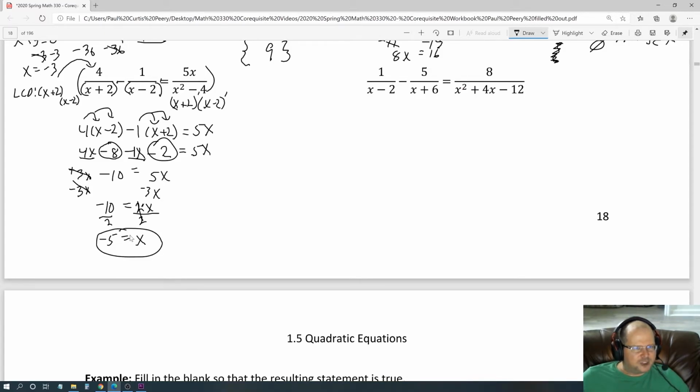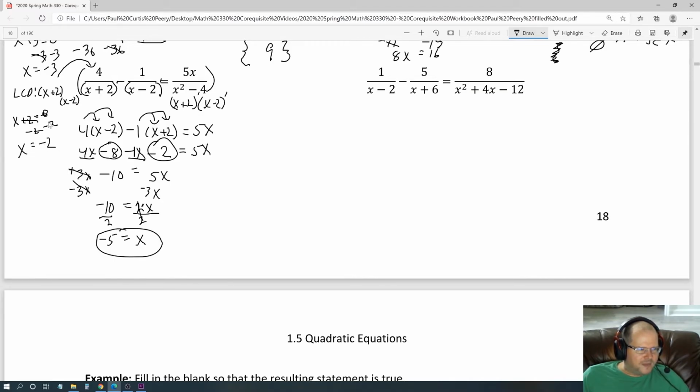Now, I need to double check. If I plug that negative 5 into either of those denominators, will it make it undefined? Will it make it a 0 in the denominator, therefore undefined? And the answer is no. So my answer could not have been a negative 2, and my answer could not have been a positive 2, right? Because that would make it undefined. And I'll just verify that over here. You could just flip the sign mentally and kind of come to the same conclusion. That's fine, but you see, that would make it equal to 0, right?